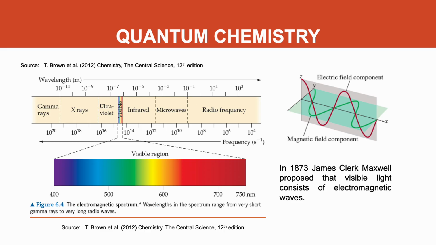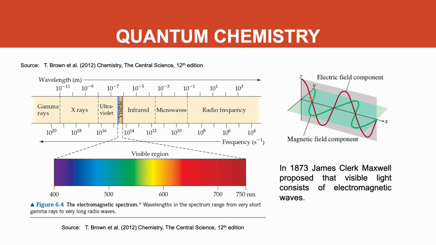So, Maxwell's theory on electromagnetic waves started the quantum chemistry field, in which he theorized that an electromagnetic wave has an electric field component and a magnetic field component. These two components have the same wavelength and frequency, hence the same speed, but travel in mutually perpendicular planes, such as this one. So you have your magnetic field, which is perpendicular to your electric field.